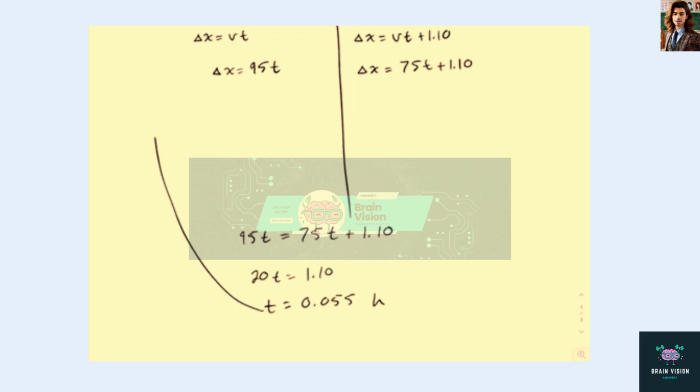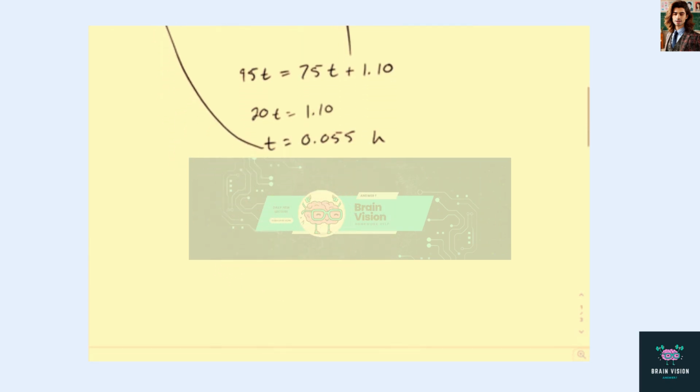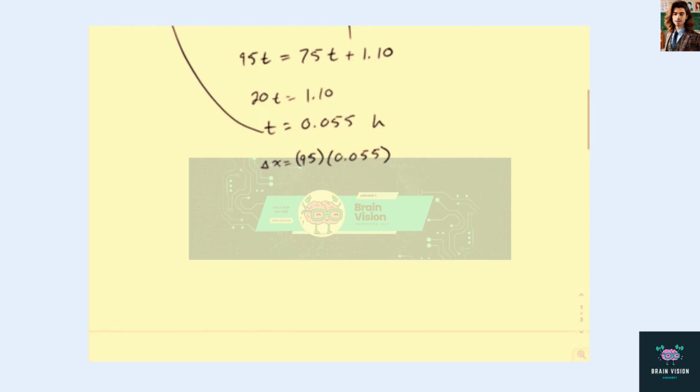And so now we can plug this back in to our initial displacement for the car. We know the velocity is 95, the time it takes to reach the tip of the train is 0.055 hours, and that gives us a displacement of about 5.2 kilometers. So that's the first part.